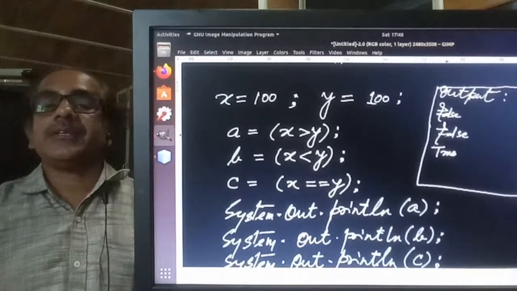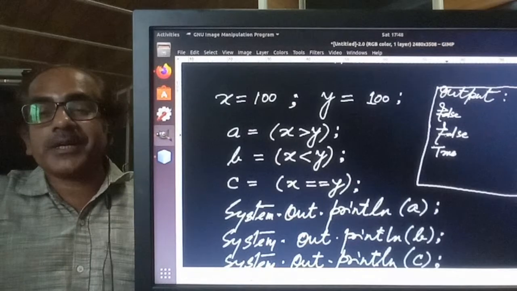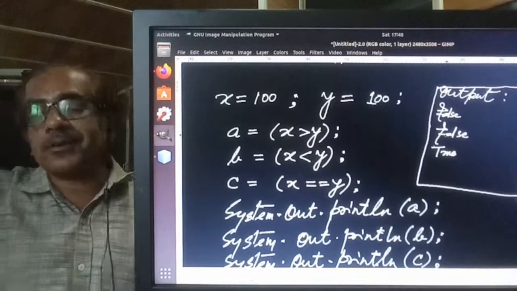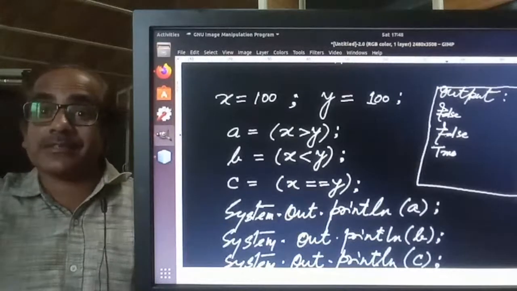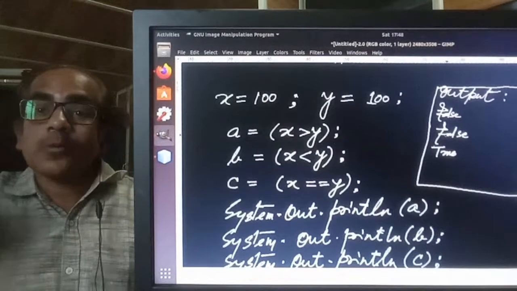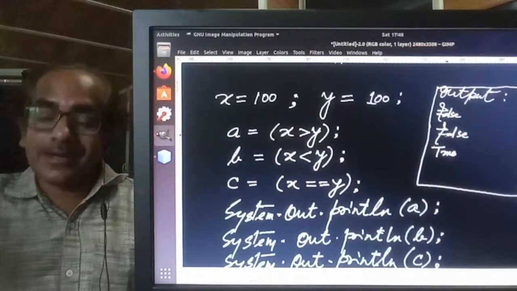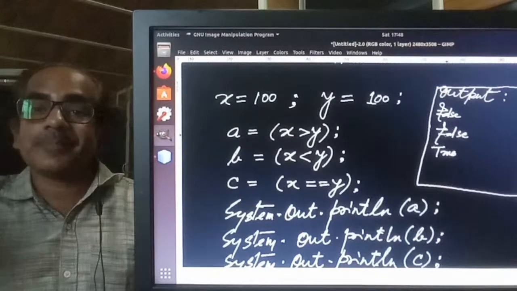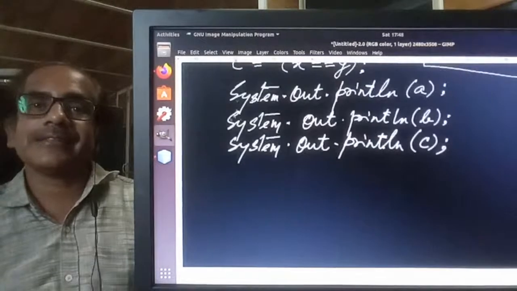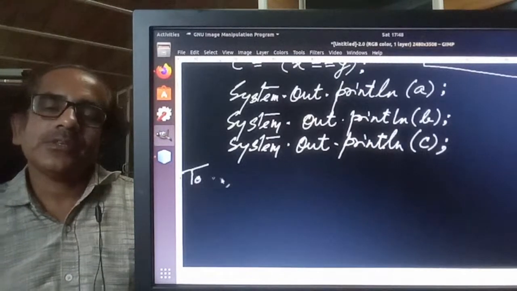I mean to say that these comparison operators will return Boolean values. This is the key point to keep in mind. This key concept I will use later in programming, that comparison operators are returning Boolean values. Let me write it separately to remember always.